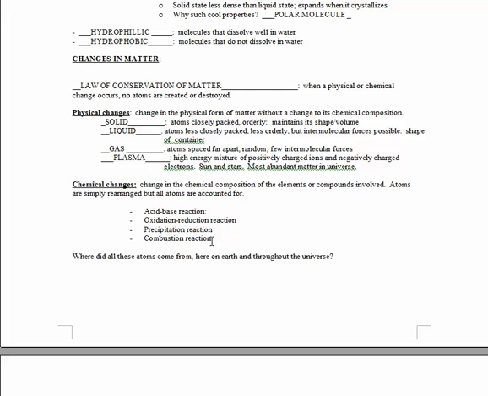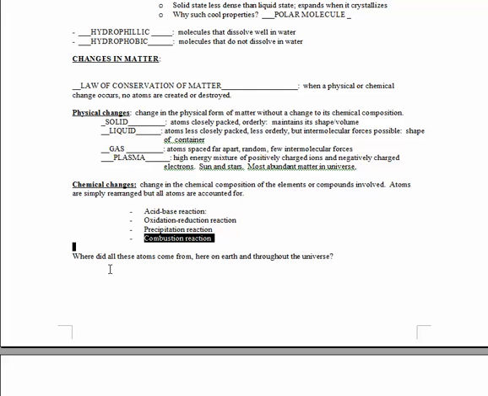Some examples of these types of chemical changes involve acid-base reactions. We'll talk a lot about oxidation-reduction. Precipitation reactions are basically when something in solution solidifies and drops out of solution. But I think most often we'll be talking a lot about combustion reactions, which is essentially just burning something in the presence of oxygen.